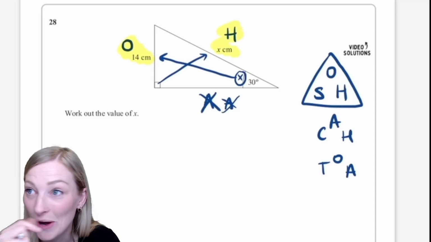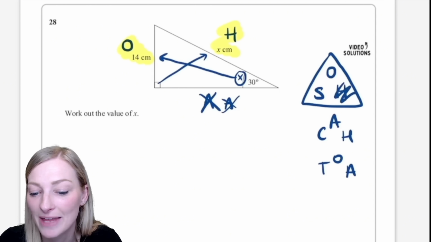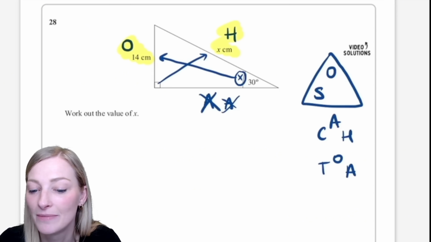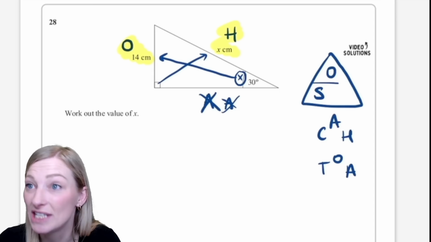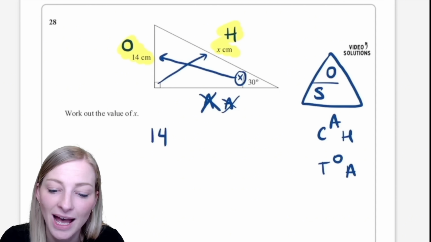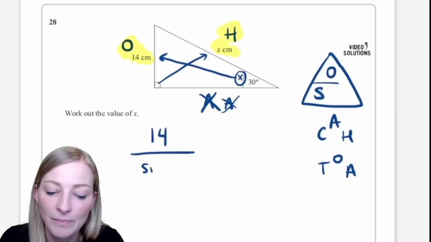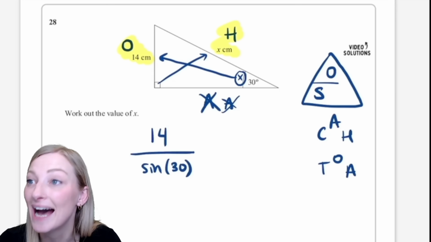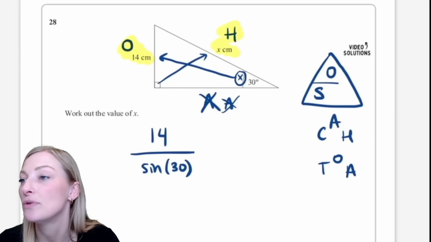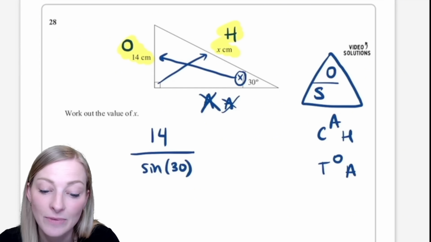Now, we want the hypotenuse. So cover up the H and do the sum that's left behind, which is O divided by S. O is the opposite, so 14. And we're going to divide that by S, which is sine 30. If we were using CA, it would be cos 30. If we were using TOA, it would be tan 30. So this is what we've got to do.